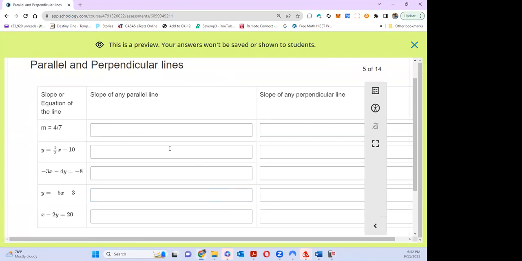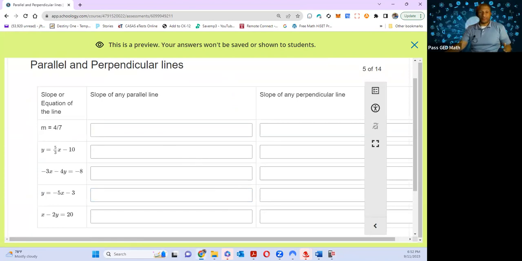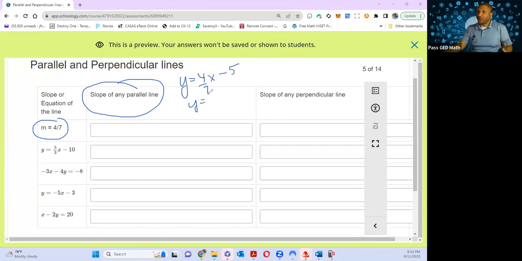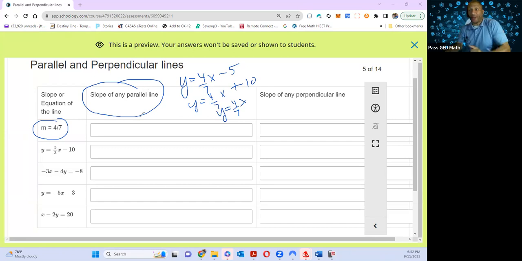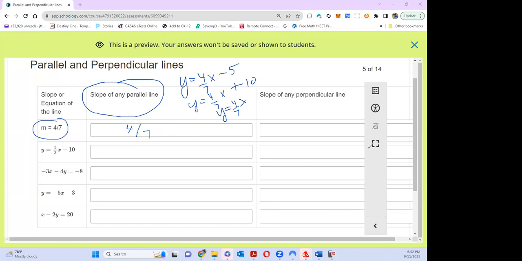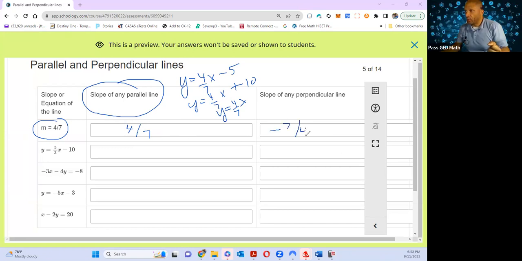So this is a similar exercise to what I just went over. If the slope is 4/7, then any parallel line is y equals 4/7x minus 5, or y equals 4/7x plus 10, or y equals 4/7x. It doesn't matter. These are all parallel. So any line that is parallel will have a slope of 4/7. Any line that is perpendicular, change the sign and flip: -7/4. So go through these practice problems.